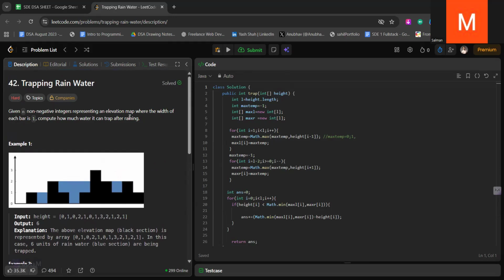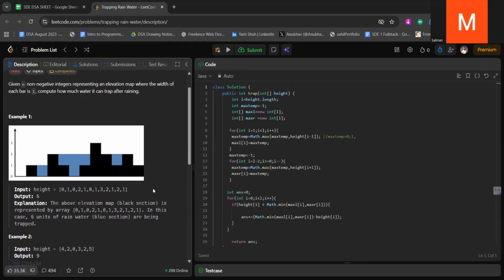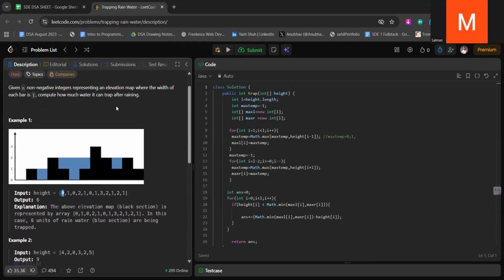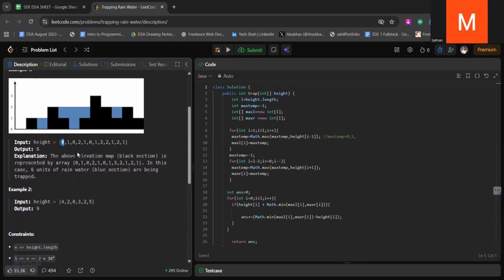where the width of each bar is 1. So it's something like this, right? And compute how much water it can trap after rain. So let me explain with this example. This input says that the height has 0, 1, 0, 2, 1, 0, 1, 3, 2, 1, 2, 1. So the height of the zeroth, what is this? It's a kind of map, elevation map.